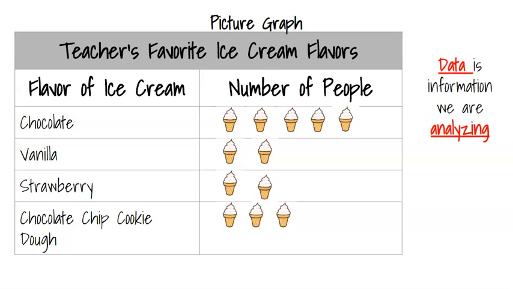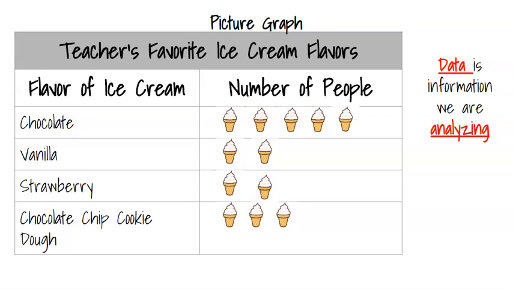So let's go over what words we need to know to be able to understand pictographs and picture graphs. So the first new word is data. Data is simply just information that we are looking at or that we are analyzing. So the data in this pictograph would be the number of people that like each flavor of ice cream.